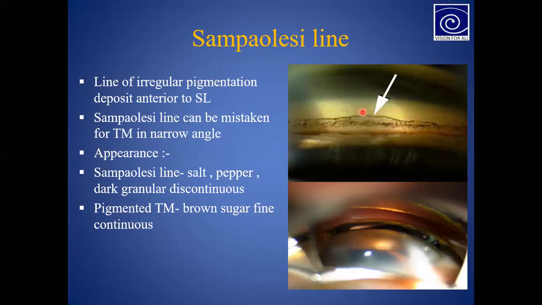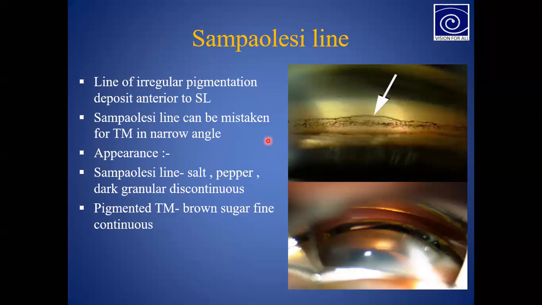लेकिन ये Sampaolesi line में क्या है? So there is a discontinuation of this pigmented line just anterior to this trabecular meshwork, but this is not a continuous part. Here you can see this is mixing with this trabecular meshwork, right? And here also it is mixing with this trabecular meshwork. So how will we differentiate the trabecular meshwork from this Sampaolesi line? The Sampaolesi line is related to discontinuation, but the trabecular meshwork will be a continuous process in 360 degrees.